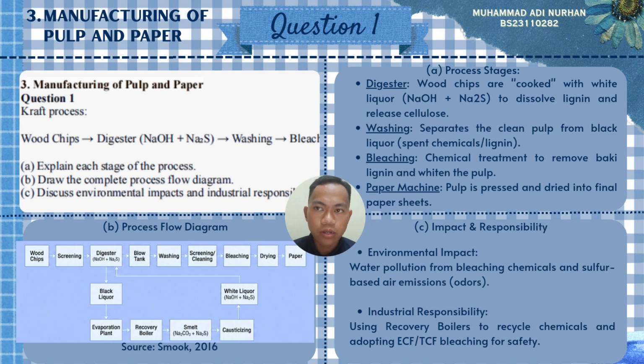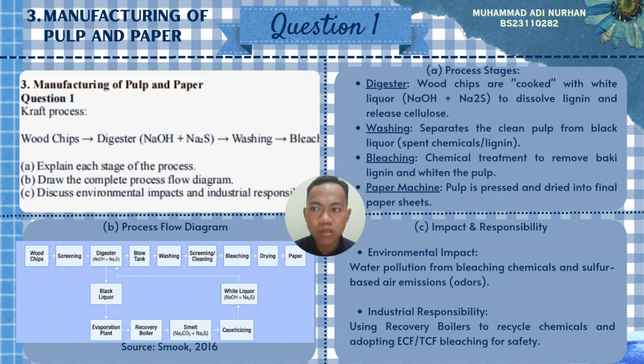Moving on to question 1, I will be discussing the kraft process, which is essentially a giant recycling loop for turning wood into paper. As you can see in the diagram, the process starts in the digester. We cook wood chips with a chemical mixture called white liquor to break down the lignin and release the cellulose fibers. Once the pulp is washed and bleached for whiteness, it is sent to the paper machine to be dried into final sheets. However, the real magic happens in the recovery loop.